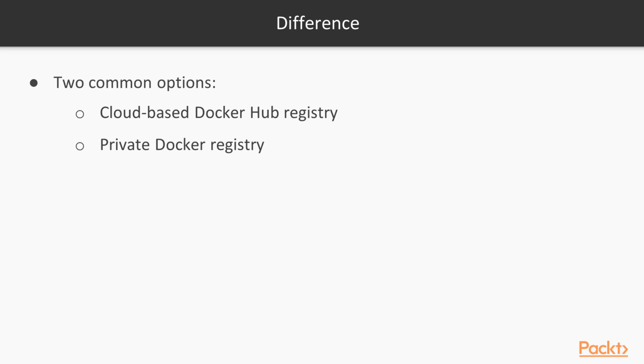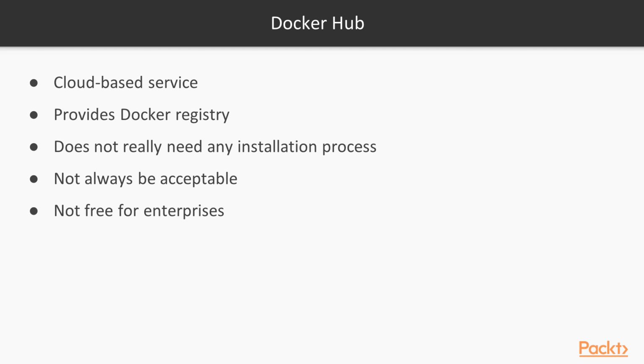Install a Docker registry. First, we need to install a Docker registry. There are a number of options available, but two of them are more common than others: cloud-based Docker registry and your own private Docker registry. Let's dig into them. Docker Hub is a cloud-based service that provides Docker registry and other features such as building images. Docker Hub is cloud-hosted, so it does not really need any installation process.